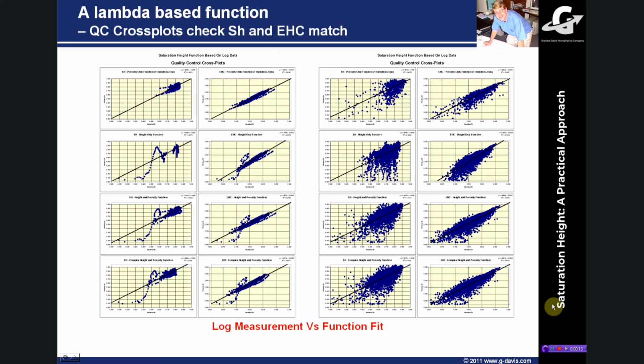Here's a couple of examples of the crossplot QC checks that are routinely carried out. Here's two examples. There's a page of them. There's a set of crossplots here plotting the function saturation versus the actual log saturation, and here is the oil volume calculated from the function versus the actual oil volume from the log data.